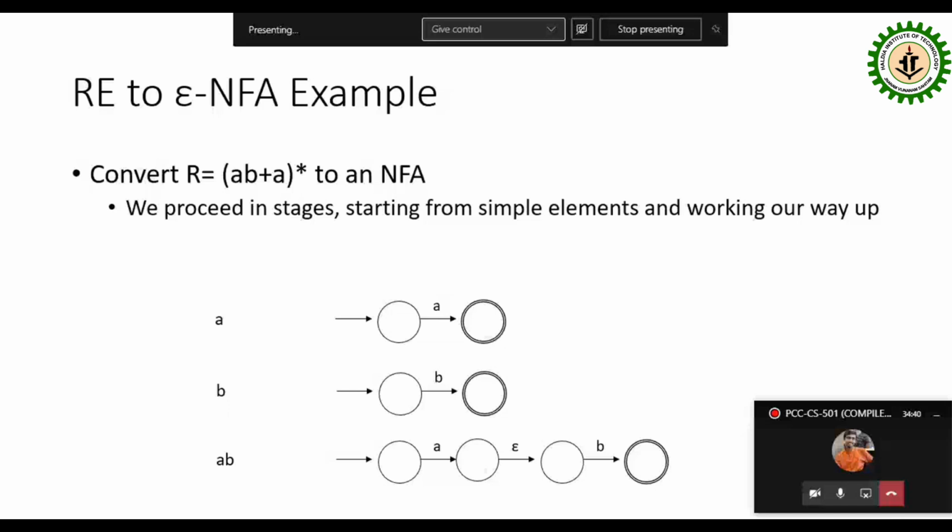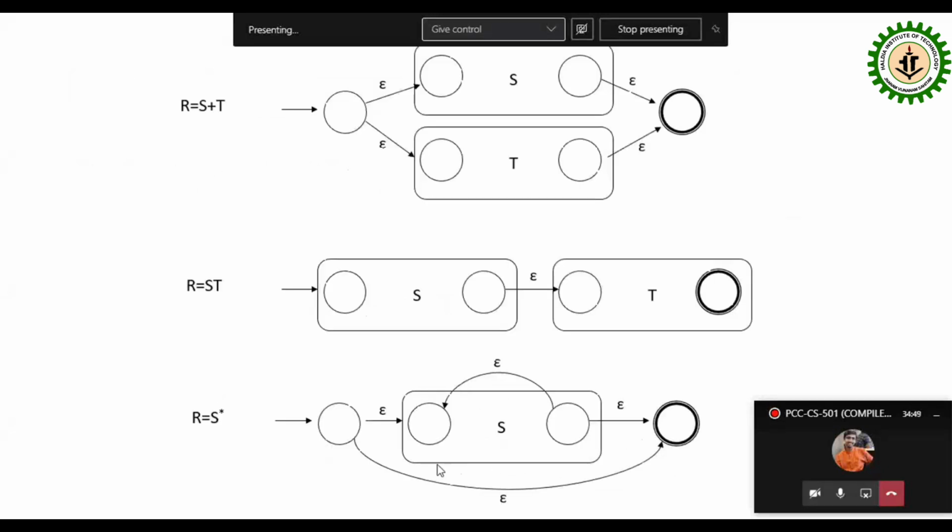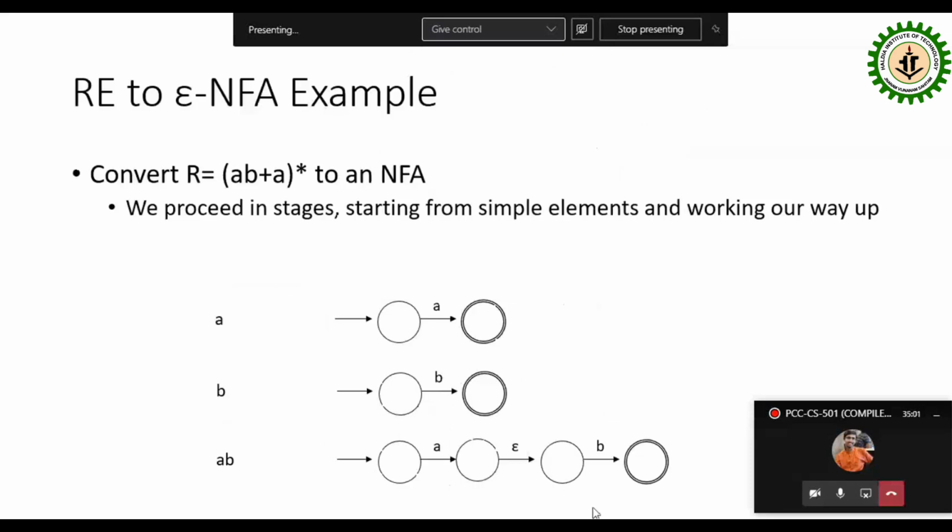AB means A dot B, the concatenation of the A regular expression and the B regular expression. By using null, you can see the concatenation of two. Let A be S and B be T. When S and T are combined by using null, you are connecting them. So here you are also connecting by using null. It is the same operation you are doing. So no confusion. Going to the next slide.